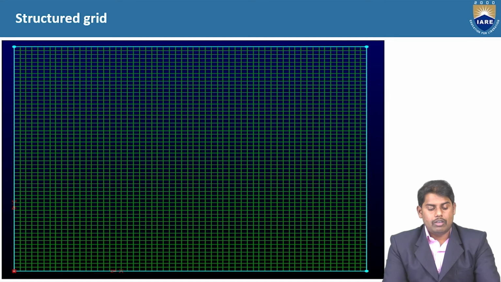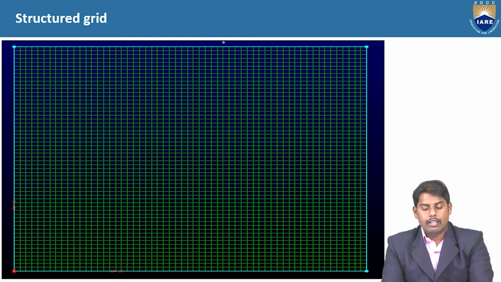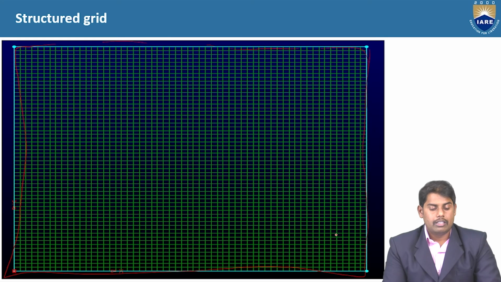Whatever entity you are seeing, the outer entity, the circumference, this enclosure is nothing but the domain. The entire thing you are seeing is a domain. For a given domain, basically this is a rectangular domain. The overall shape of this picture is a rectangular one.